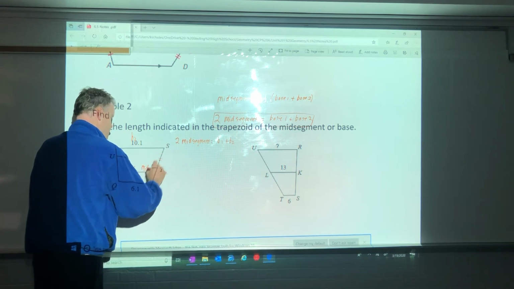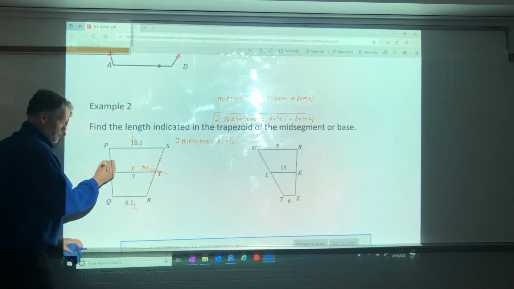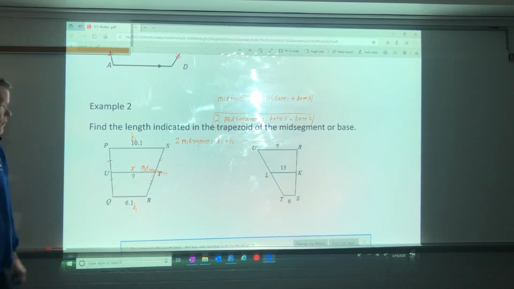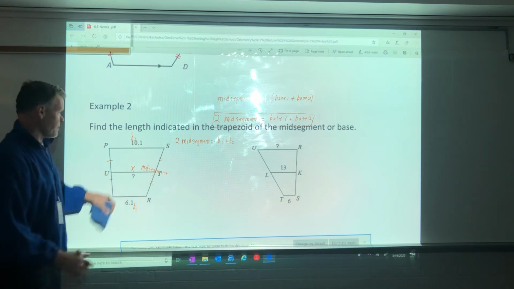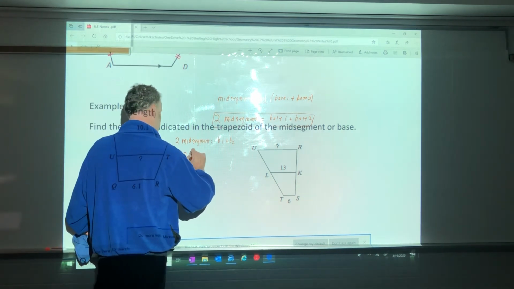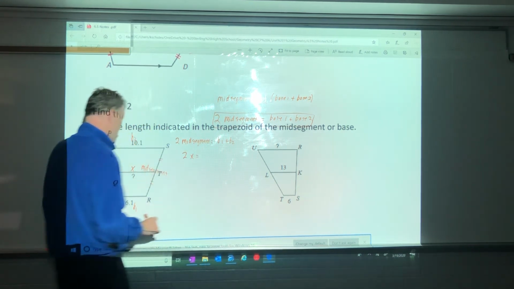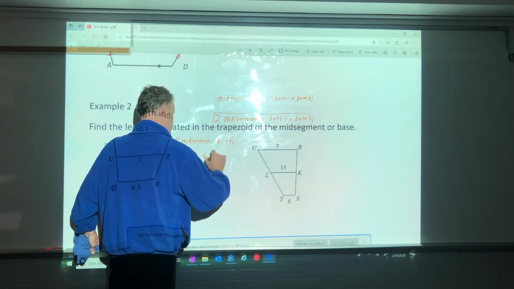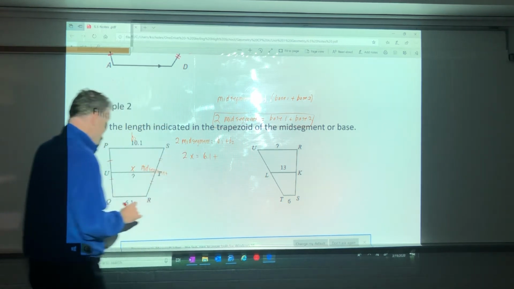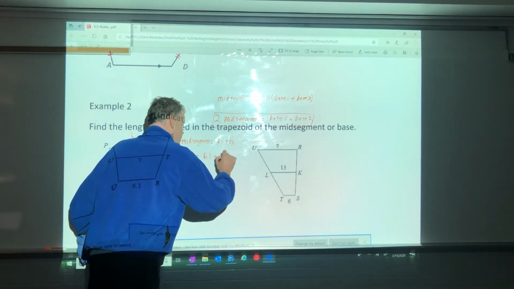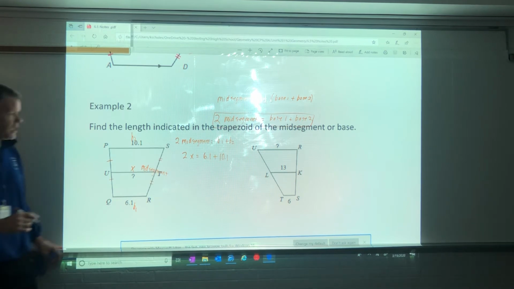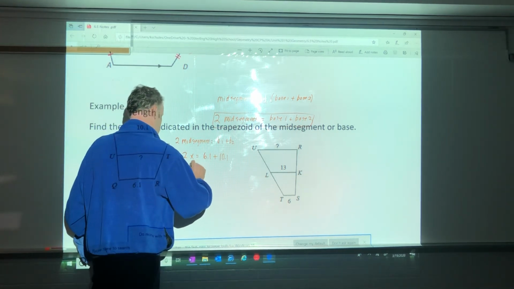Not going to be a factor here, but remember, the mid-segment cuts both these sides in half. Again, not going to be a big factor on this one. So 2 times your mid-segment, 2 times X, is going to equal base 1, 6.1, plus base 2, 10.1. My 2X is going to equal 16.2.